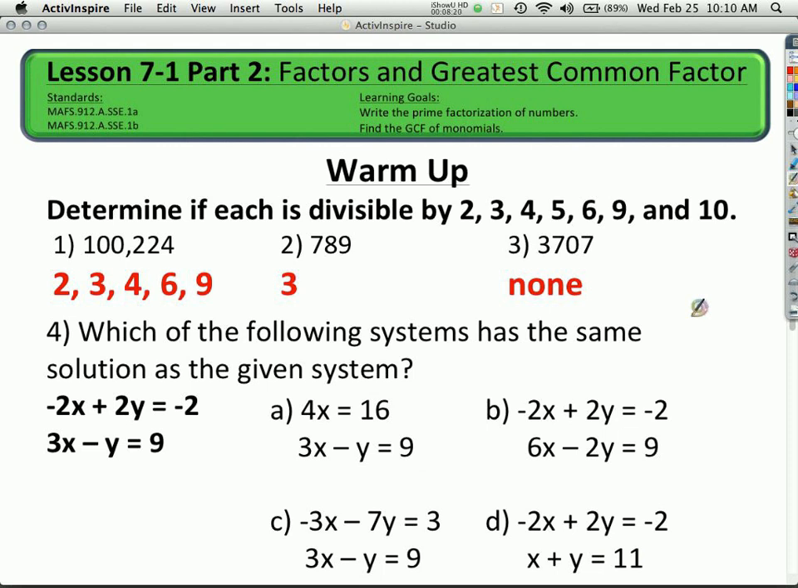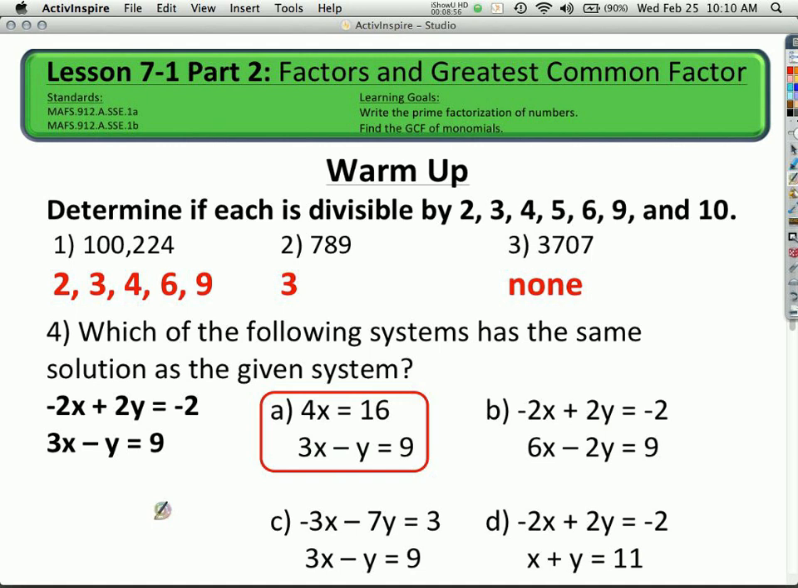Now number 4, from the past. Which of the systems has the same solution as the given system? I've got students 3, 1, 13, and 10. Student number 3, what do you say? A. Student number 1, what do you say? B. Student number 13. And student number 10, what do you say? Okay, the correct answer is A.